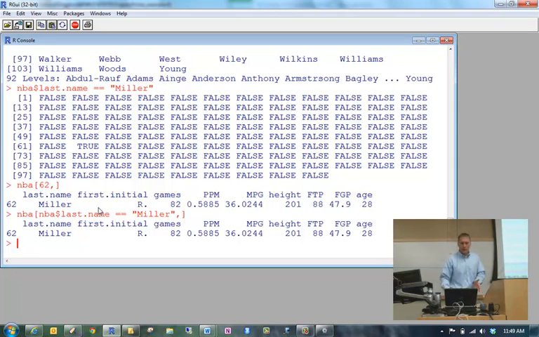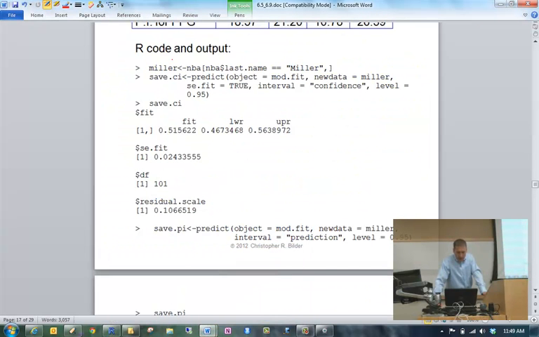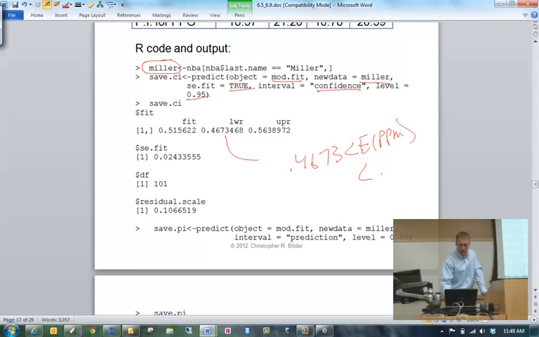So that's how I can get Reggie Miller's predictor variable values out. I put them in an object called Miller, and then I use the predict function we've done many times before. Object equal mod.fit, new data equal Miller. We'll get the standard error calculations and the 95% confidence interval, and here we go. 0.4673 is less than the expected value of PPM, which is less than 0.5639.